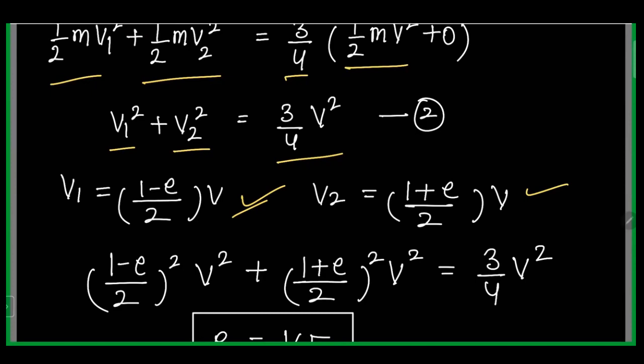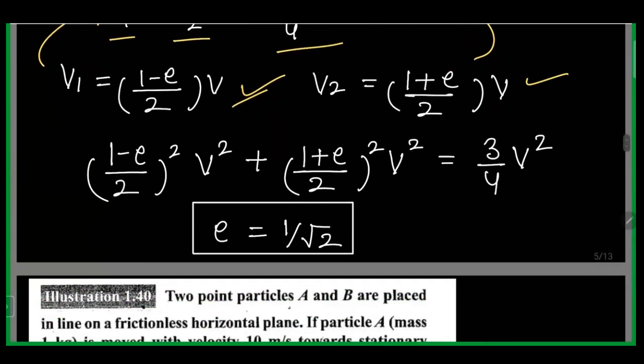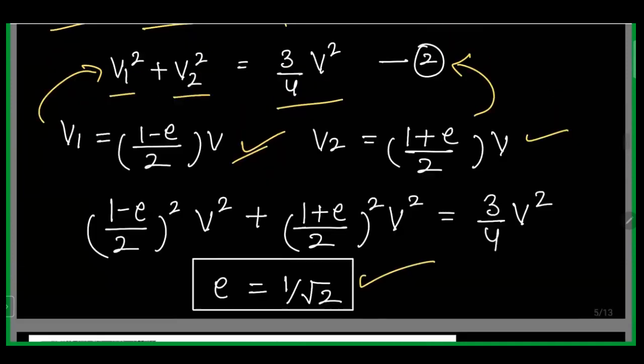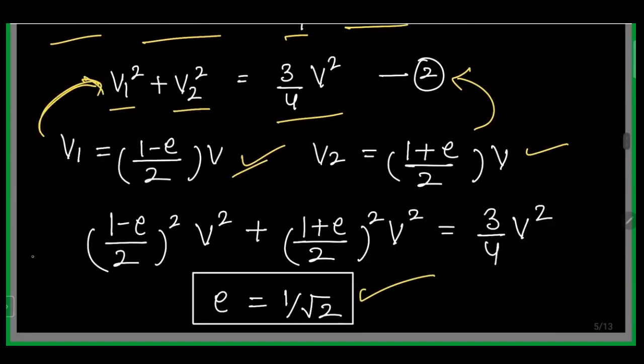So if I put these values here, then I can simply find the value of E. I just have to put the values of these things here and I can find the value of E. And that will come out to be 1 by root. As simple as that. So you see, knowing the direct formula actually helped us a lot.